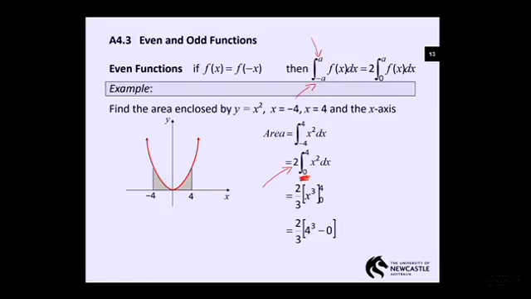Now, if you want to, you can still keep the minus 4. If you don't see the shortcut, we will still come up to the same answer. It would just take you a lot longer, is all that's saying. So when this one gets completed, it came out to be 42 and two-thirds units squared.